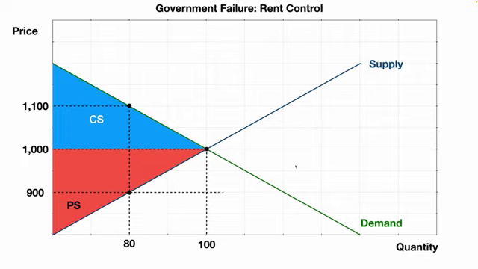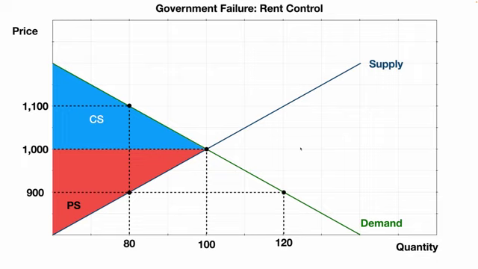So if we continue along the 900, we hit the demand curve and go straight down, and that gives us 120. So by instituting this price ceiling, we've caused a shortage. We've caused excess demand. Quantity demanded at a price of 900 is equal to 120, but landlords are only going to supply 80 units. So we have a shortage of 40 units, the 120 minus the 80.